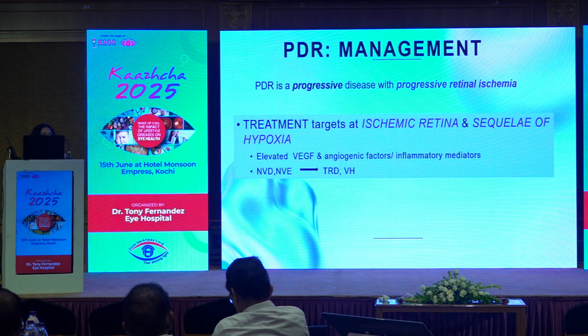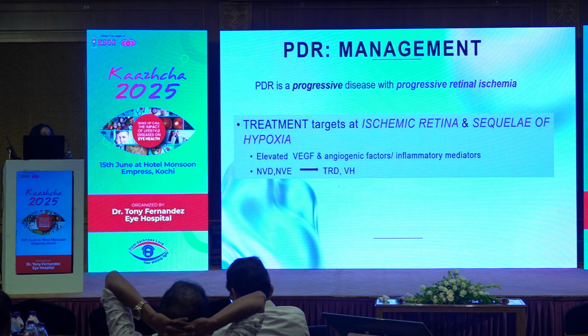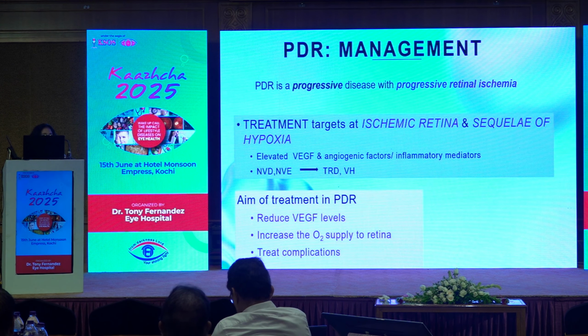So the basic thing is, as we know, it's a progressive disease with progressive retinal ischemia. So what we need to treat is this ischemic retina and the sequelae of this ischemia, that is hypoxia, and the factors which cause these complications. The aim of treatment is to reduce the VEGF level which occurs because of the hypoxia, and increase the oxygen supply to the healthy retina which is remaining, and if it has gone to complications, to treat the complications.